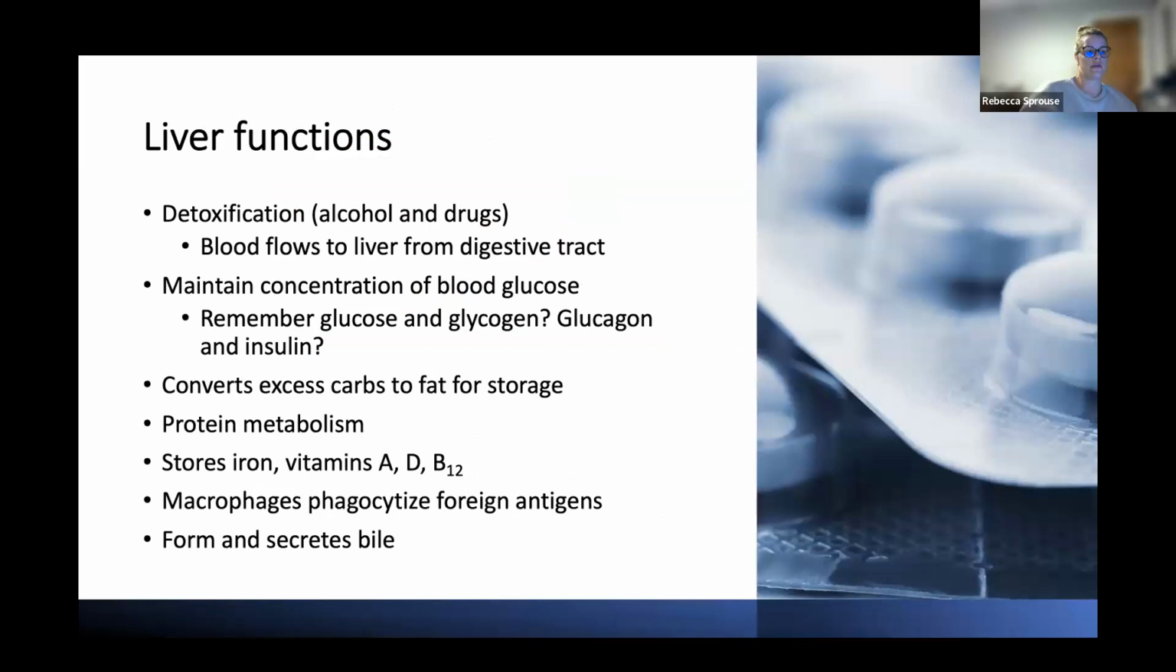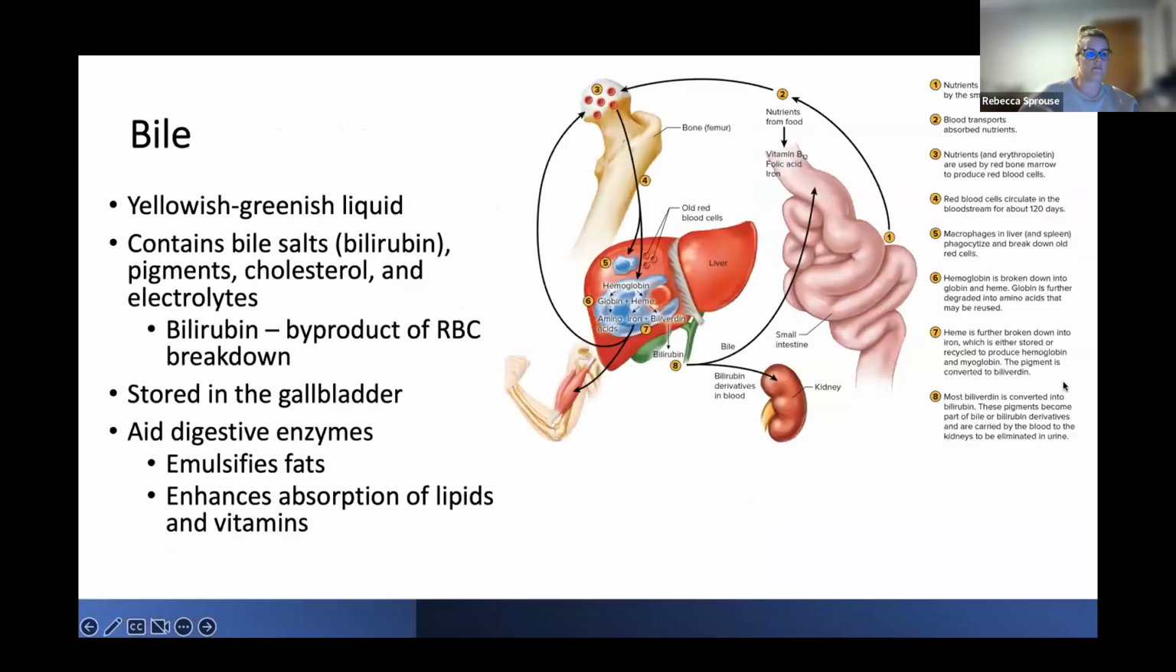So also another liver function, don't forget that the liver also stores glucose as glycogen, and that glycogen is broken down into glucose upon low blood sugar. So if you can recall, glucagon and insulin hormones acting on the liver to do those things. It converts excess carbs to fat for storage, metabolizes proteins such as albumin, stores iron, some vitamins. It also cleanses the blood a little bit, and also forms bile. That's the major function for digestive system.